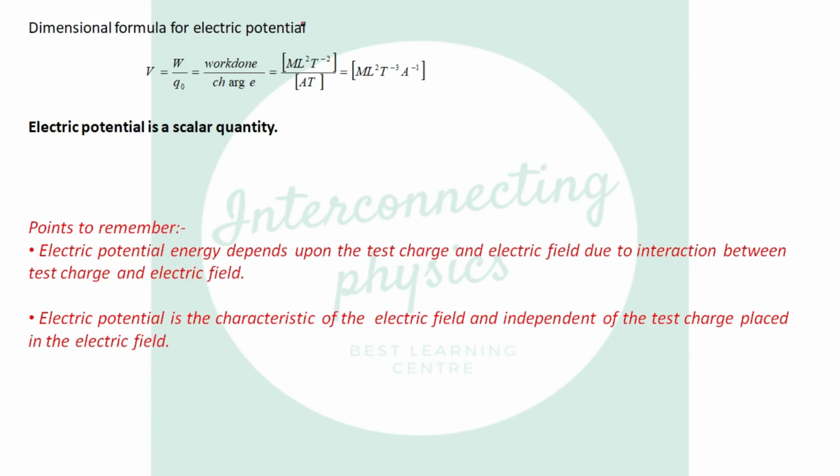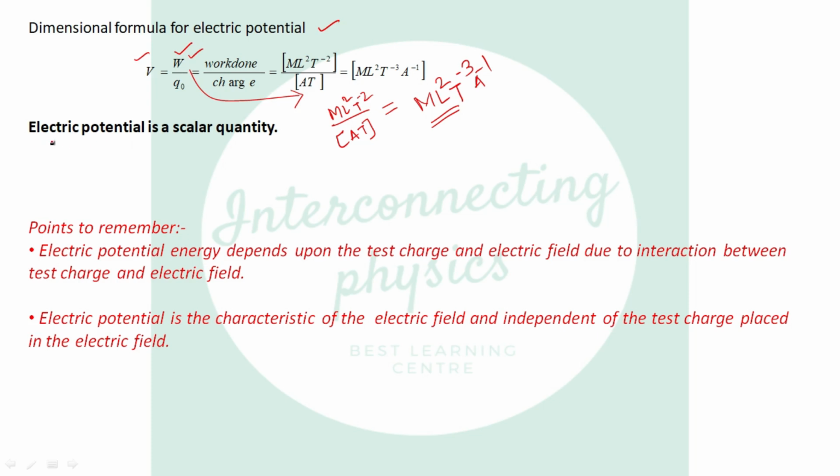Now, the dimension formula for electrostatic potential. We know potential is work done divided by charge. So what is the dimension formula for work done? It is ML^2 T^-2. And what is the dimension formula of charge? I have already told you in chapter 1 that the dimension formula of charge is always AT. When we multiply and divide this, we will get ML^2 T^-3 A^-1. Okay students, never cram the dimension formula. Always learn the formula and calculate the dimension formula from the given formula.